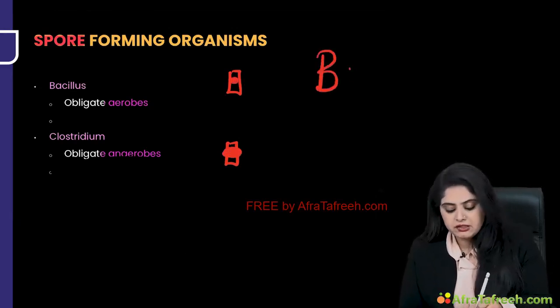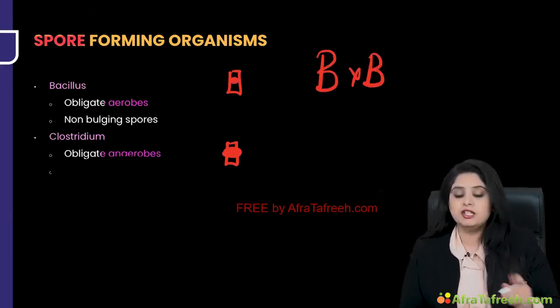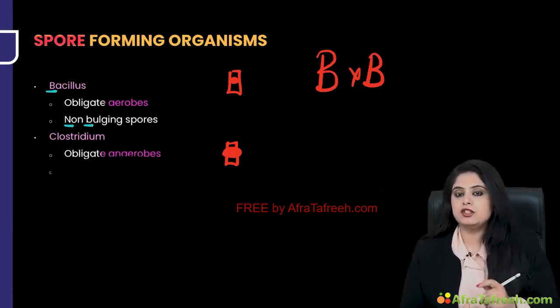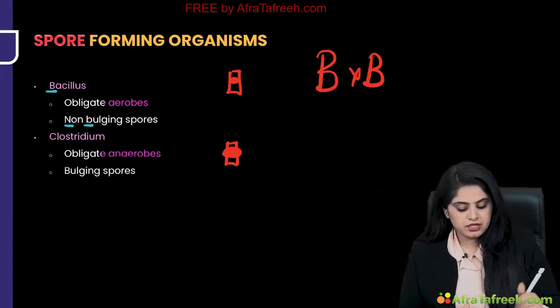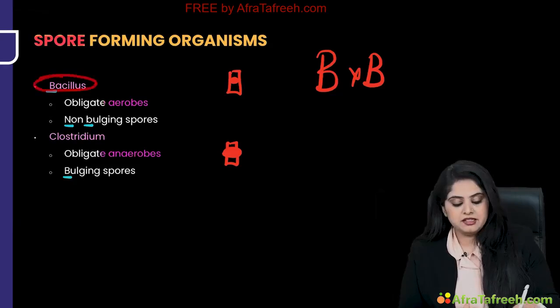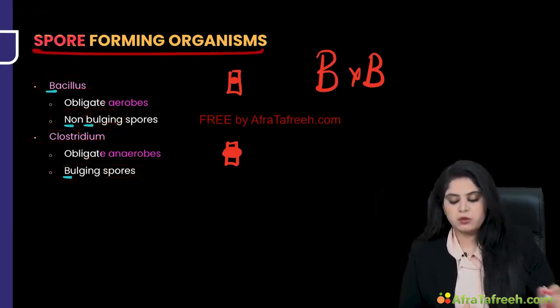So remember, B is not for B. When I say Bacillus, it cannot have a bulging spore. So B is not for B. It is going to have a non-bulging spore, whereas Clostridium is going to have a bulging spore. So repeating, Bacillus non-bulging and Clostridium bulging spores. That is what a spore-forming organism is.